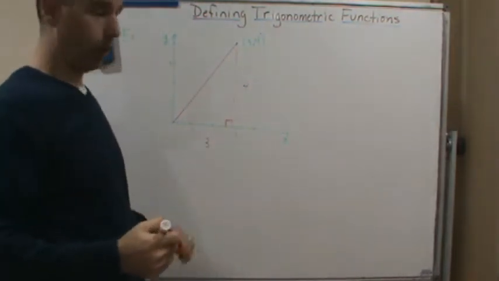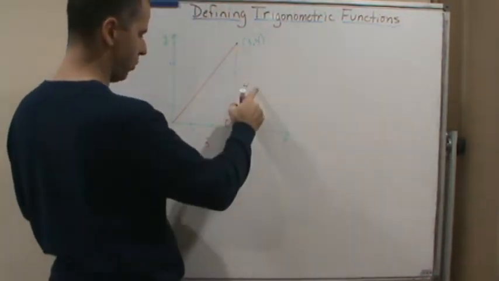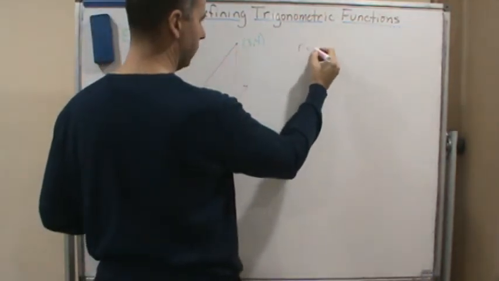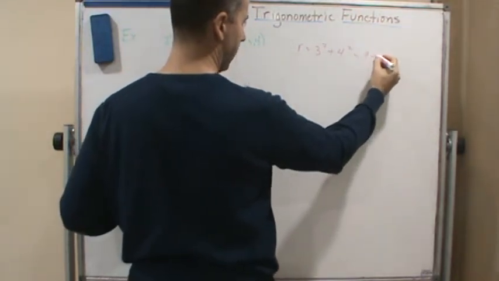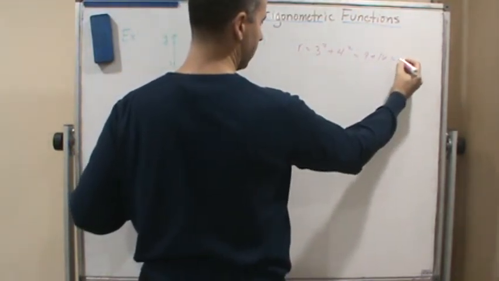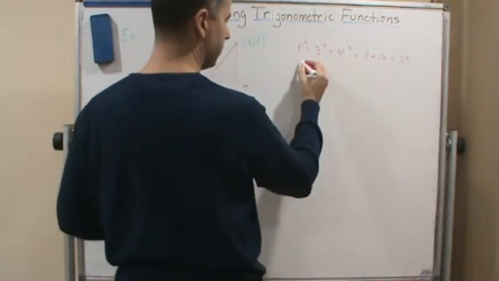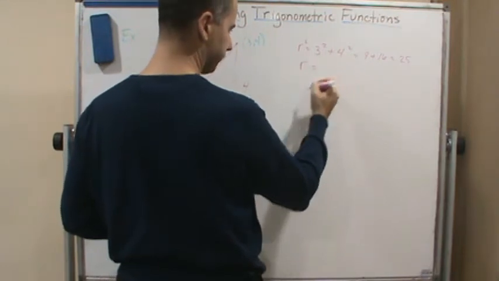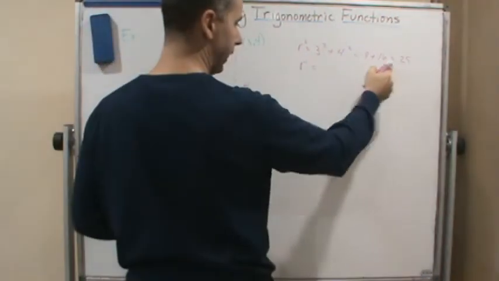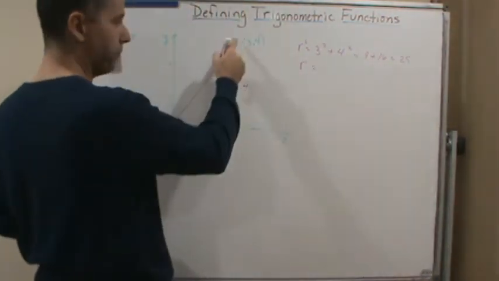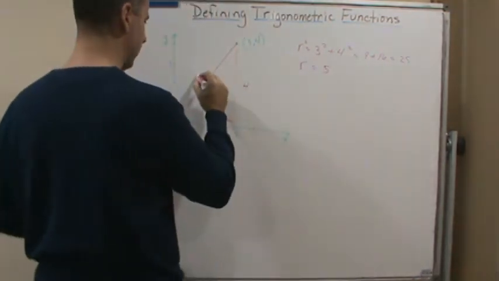So the radial vector, well, we use the Pythagorean theorem. So we know that r equals the square root of 3 squared plus 4 squared, which equals 9 plus 16, which equals 25, right? So r squared equals 25, so that means r equals what? It'll be plus or minus 5, right? If we take the square root of both sides. But again, r is positive, so it's always going to be the positive value. So r is going to be equal to 5.